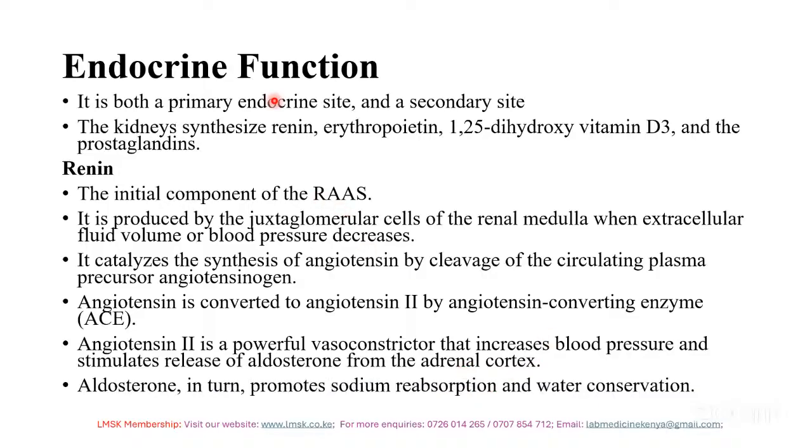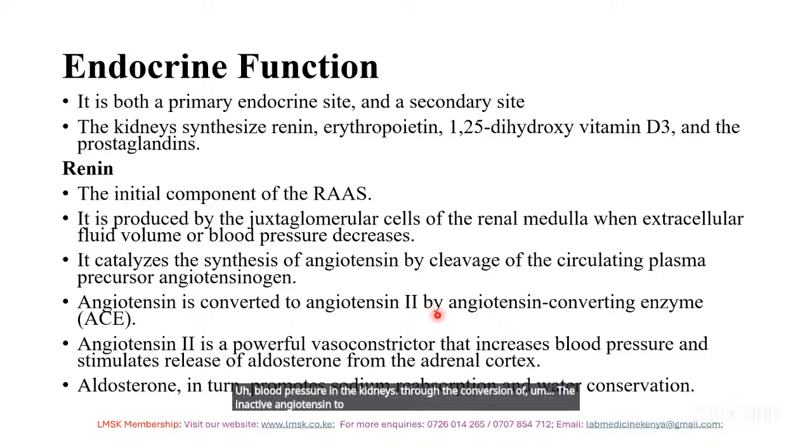Renin also works in the control of blood pressure in the kidneys through the conversion of the inactive angiotensin to the active angiotensin 2 through ACE, and it's a vasoconstrictor that increases blood pressure. So if you see renin, it's just produced to increase renal blood pressure to control the water levels in the body.